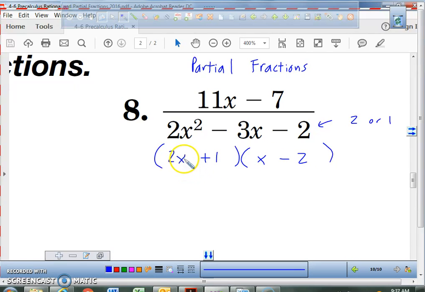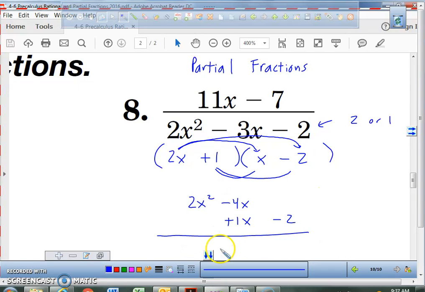If we do the FOIL method right here, and I do 2x times an x, that is 2x squared. 2x times a negative 2 is a negative 4x. 1 times an x is a positive 1x. And 1 times a negative 2 is a negative 2. So yes, those are the correct factors, because if you multiply them together, we get our original trinomial right here. Okay? So those are the correct factors.